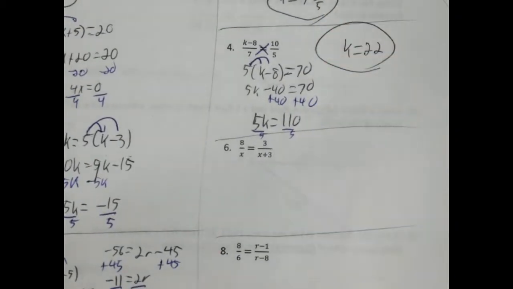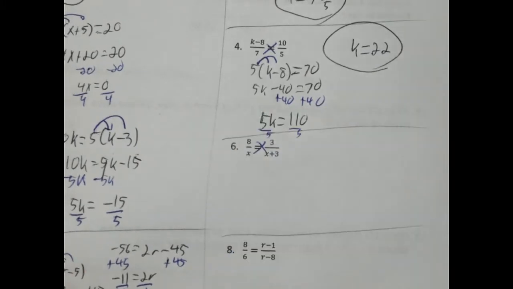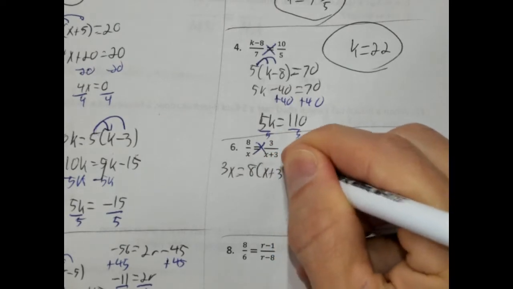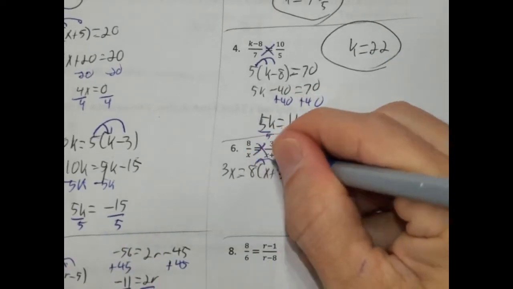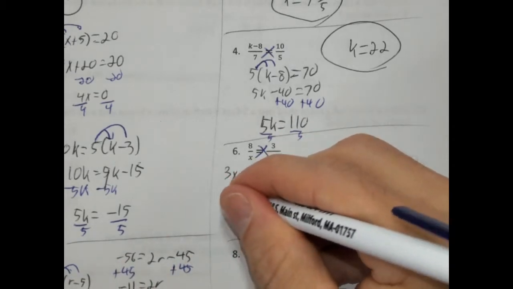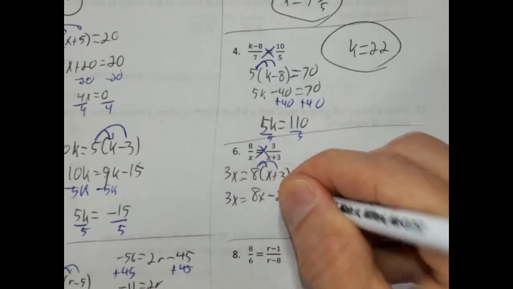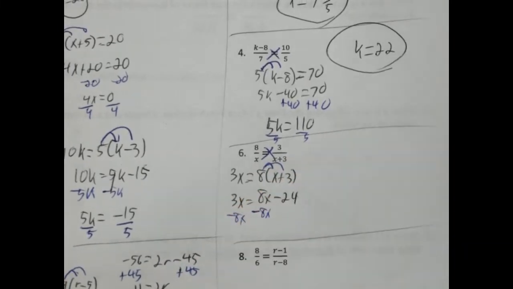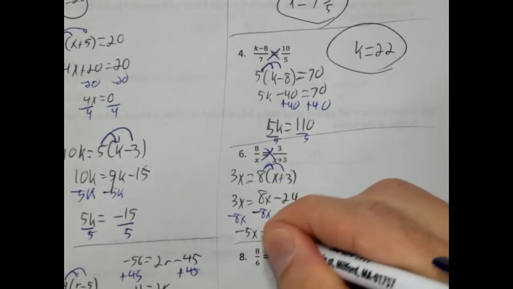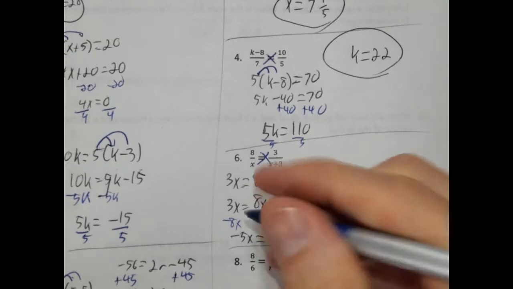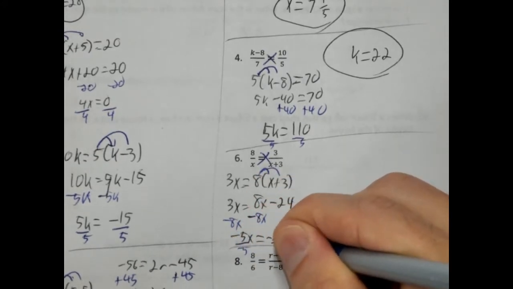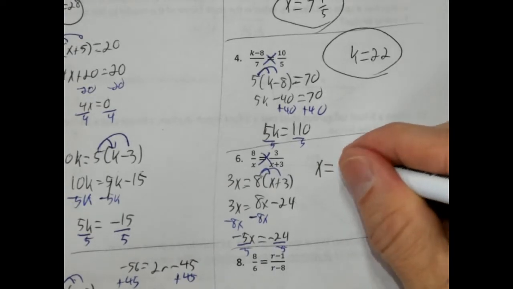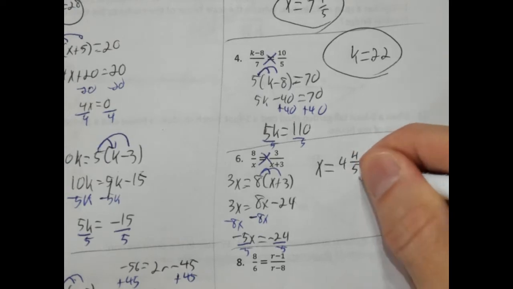Zoom in a little more here. So we're going to cross multiply here. 3 times x is 3x. 8 parentheses x plus 3. We're going to distribute that 8. 3x equals 8x minus 24. Okay, we're going to subtract 8x from both sides. So we have negative 5x equals negative 24. Divide both sides by negative 5. X equals positive 4 4/5, or 4 8/10.